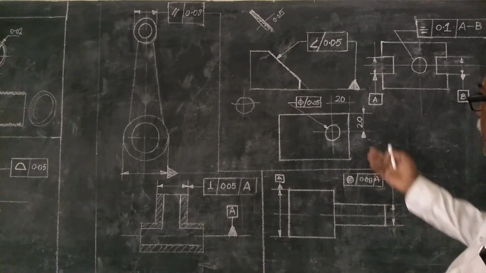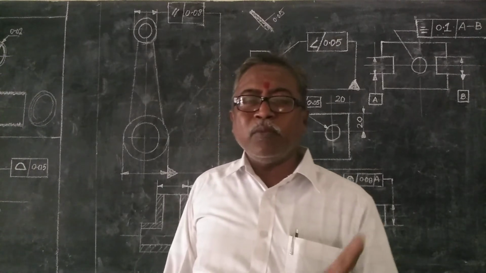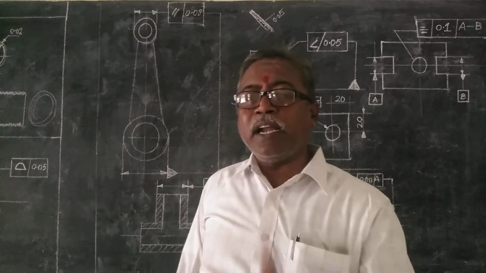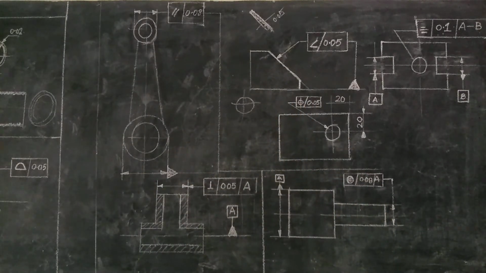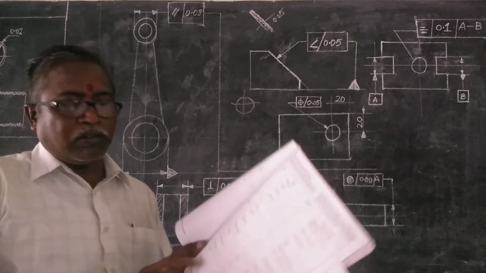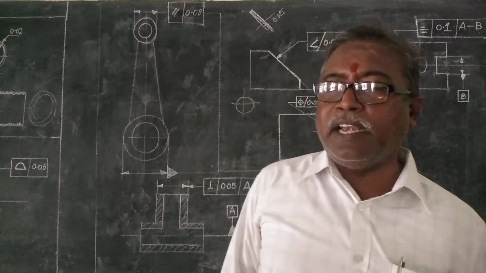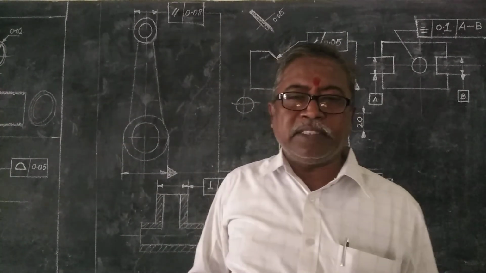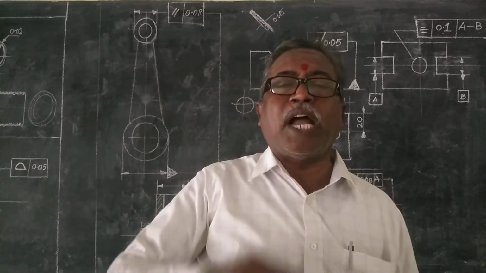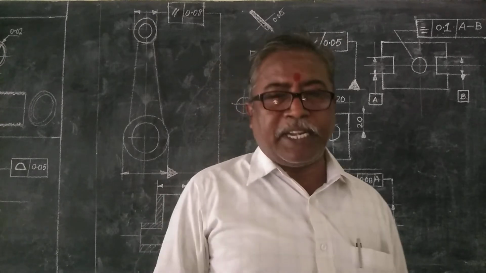Then the last one, this is the last one. There are another two: one is run out and the second one is total run out. In the symbol chart you have, there are circular run out and total run out. Circular run out, as we already discussed, means the dial is not jumping, and we can call it concentric.